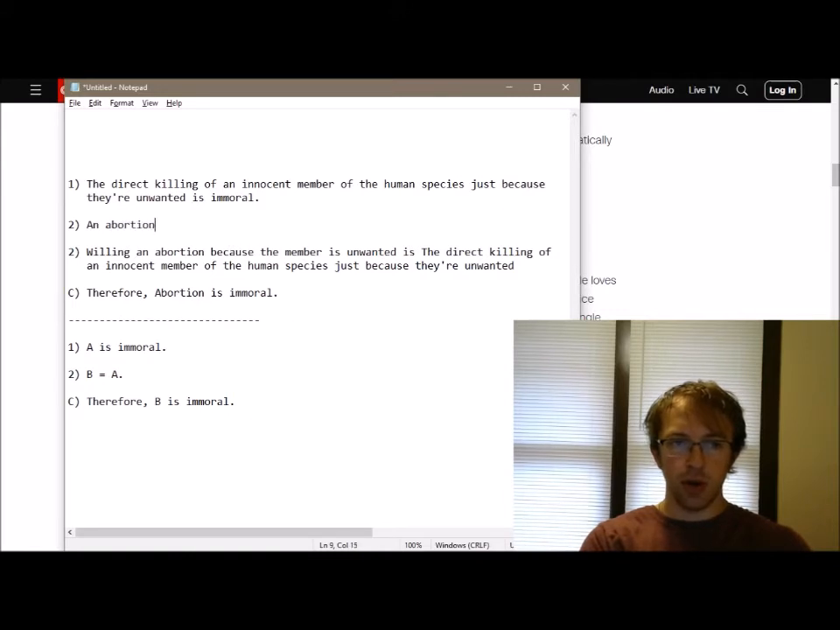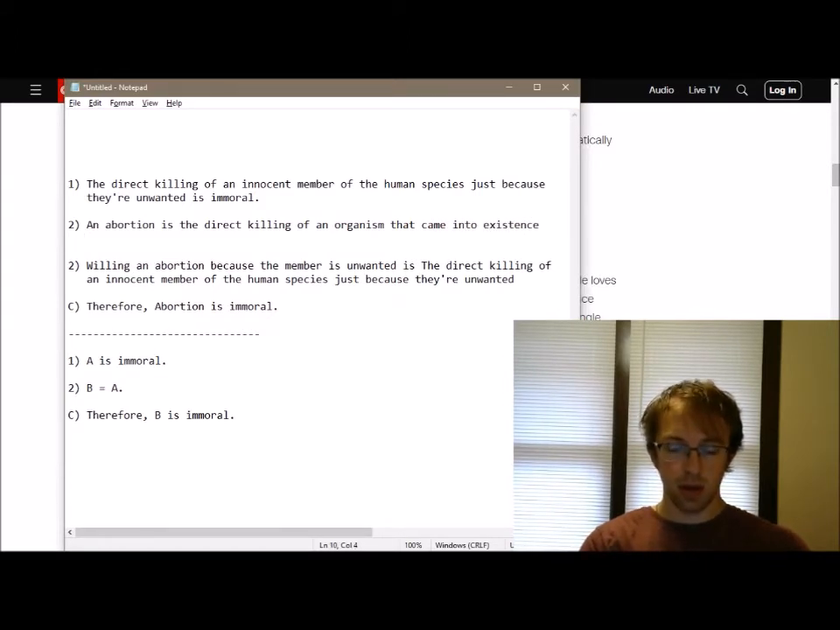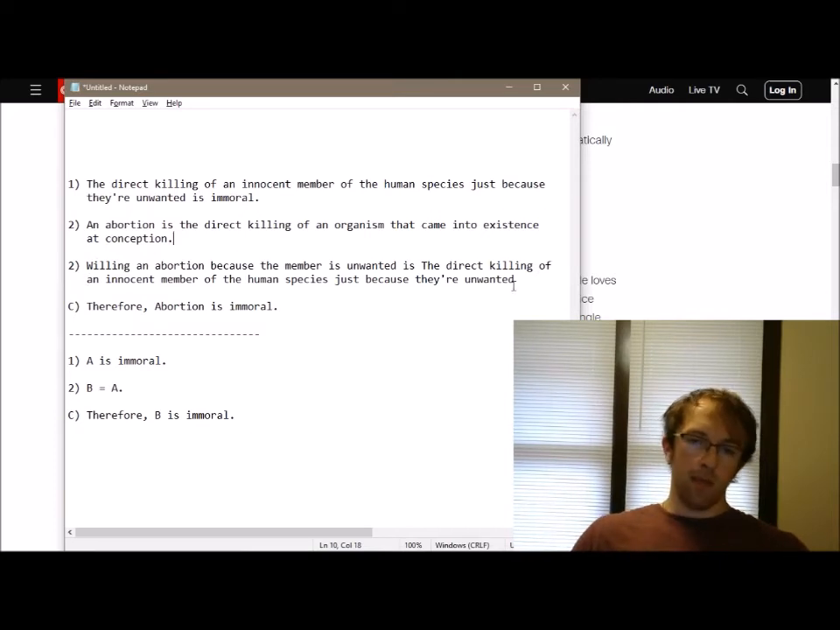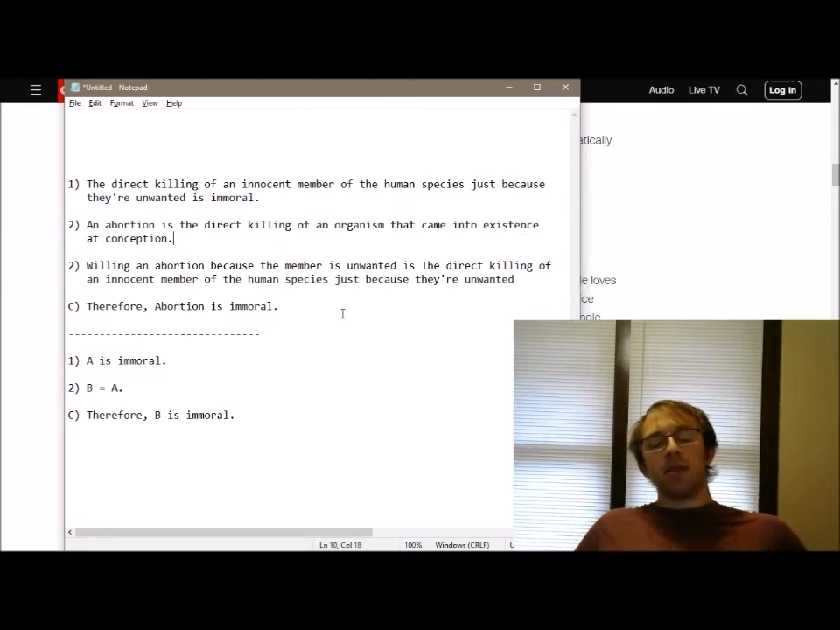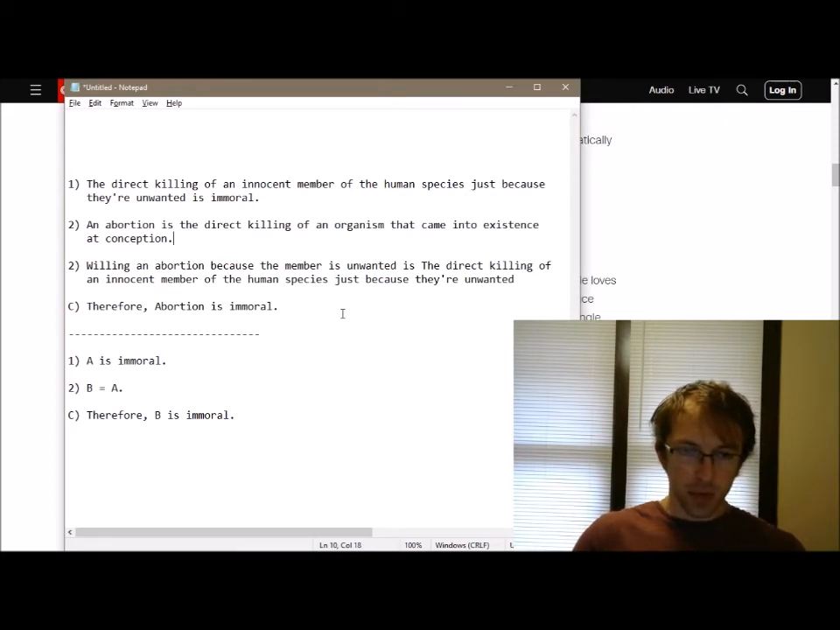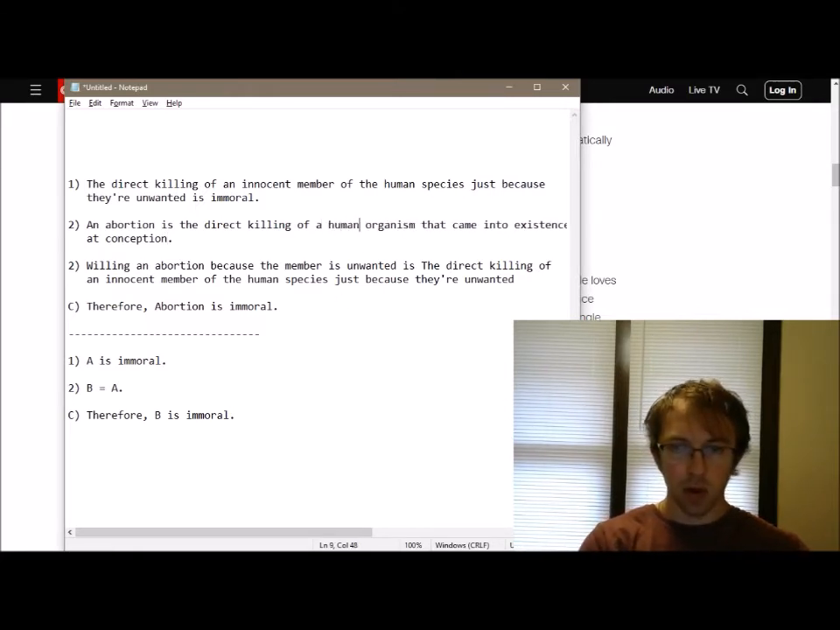Well, let's say an abortion is the direct killing of an organism in existence at conception, okay? So we might say something like this. Many people might disagree with this, but a lot of people might agree with this: an abortion is the direct killing of an organism that came into existence at conception. We should probably specify we're talking about a human organism here. Human organism.